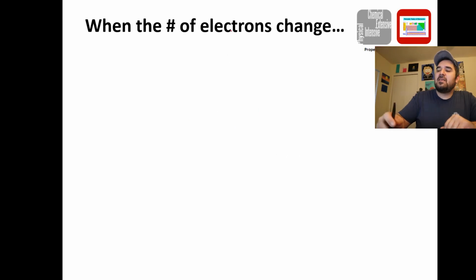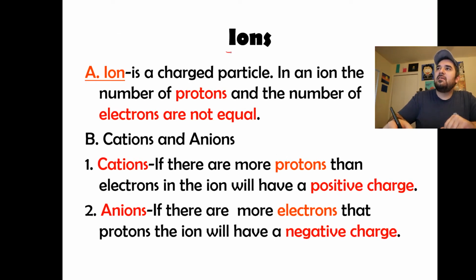An ion is a charged particle. It's a particle that either gained or lost an electron. Here it says that in an ion, the number of protons and the number of electrons are not equal. That's another way to put it.